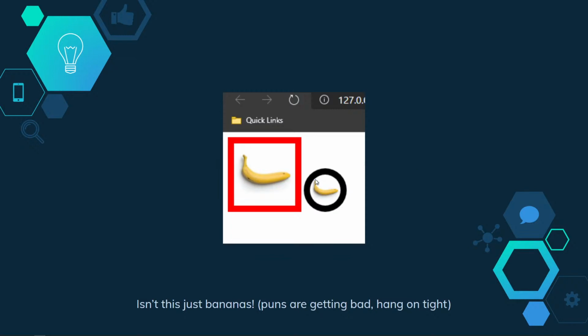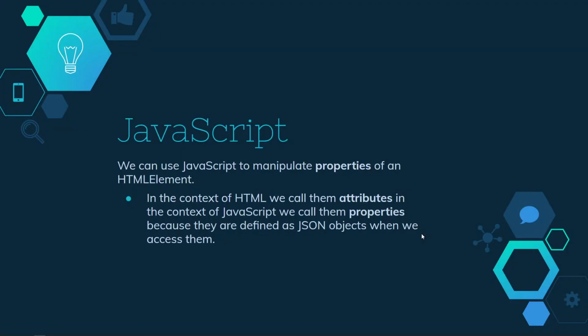And that's pretty dope, right? This image is being styled by my default CSS that I defined somewhere else. And then this one's overriding those properties. Okay. And here's my little pun. Isn't this just bananas? Okay. Puns are getting bad. Hang on tight. All right, here we go.